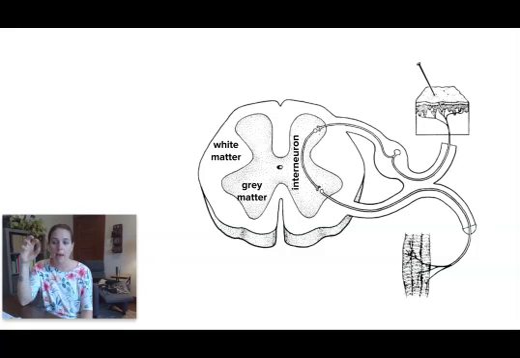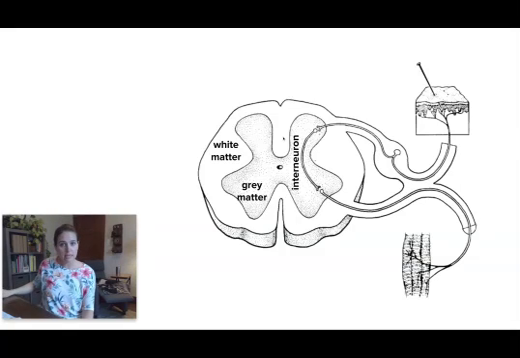So write down gray matter, or label that section there as being the gray matter of the spinal cord. Now surrounding it, sometimes it looks yellow in pictures, but this is the white matter. Now what determines if this is gray or white is myelin.